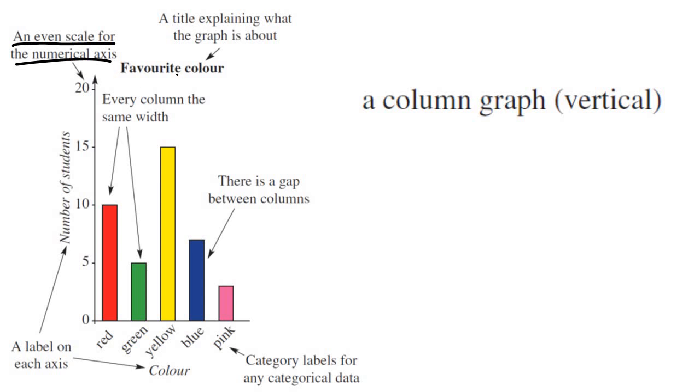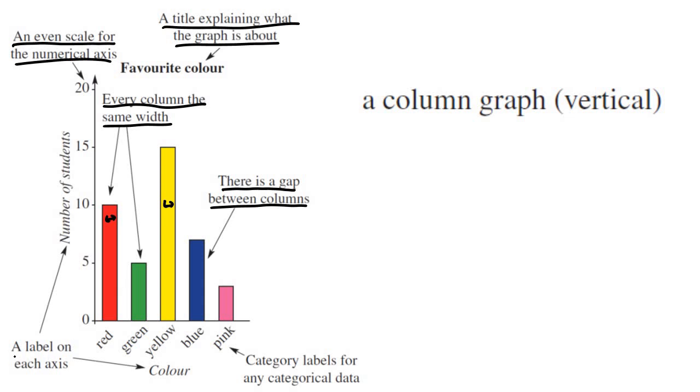Next is a title. Favorite color is a title which explains what the graph is about. Next, note that each column has the same width. Their width is the same. Here also the width is the same. Next, there is a gap between the columns. You see, this is the gap, this is the gap, this is the gap, this is the gap.